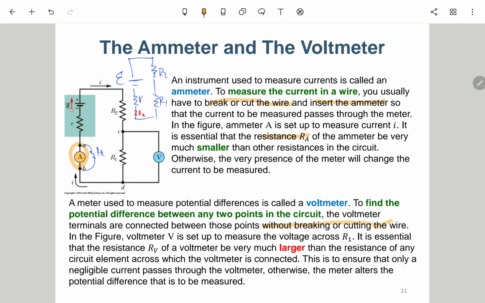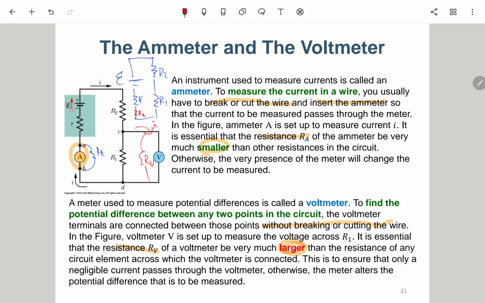it is essential that the resistance RV of a voltmeter be very much larger than the resistance of any circuit element across which the voltmeter is connected. So here, this is RV, and RV should be much larger than R1. Otherwise, there will be large current going through.